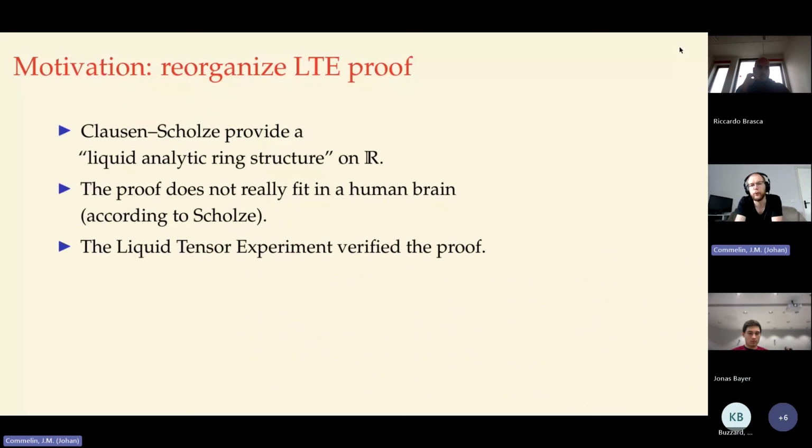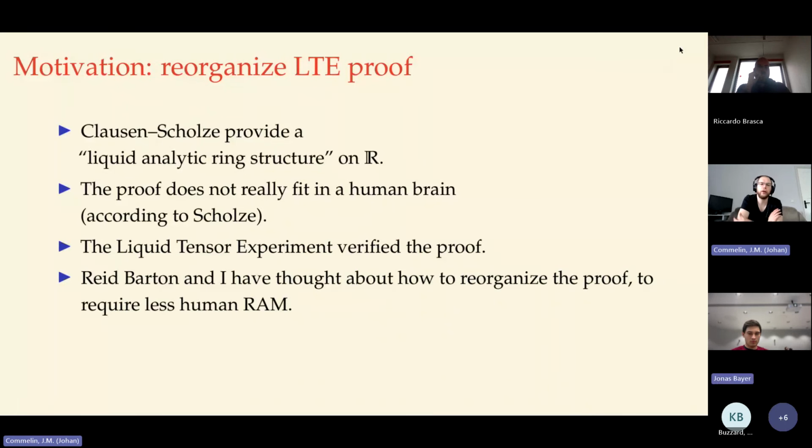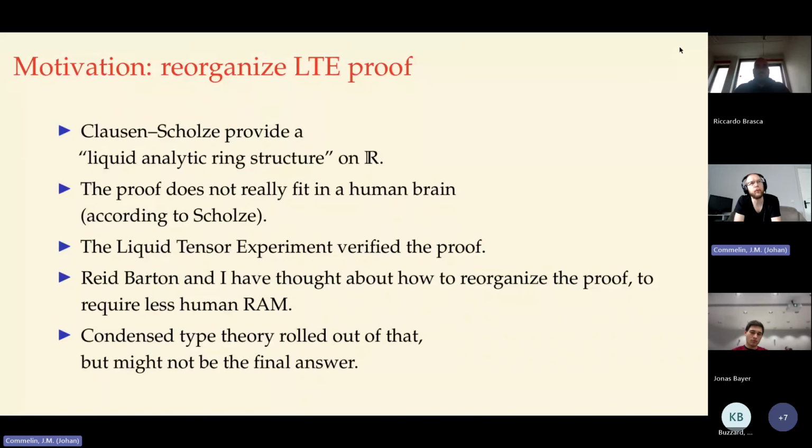And so we verified this proof in the liquid tensor experiment. And then Reid Barton came to Freiburg. I was in Freiburg back then. And we spent a bunch of time thinking about how we can try to reorganize elements of the proof in such a way that it would actually fit in a human brain. And so condensed type theory was one of the side effects of thinking about this. And we hope that somehow it might be able to be used as one ingredient of reorganizing the proof, but it's not completely clear yet. And certainly what I'm presenting you today will not be the final answer.